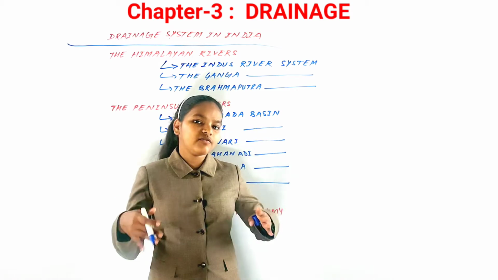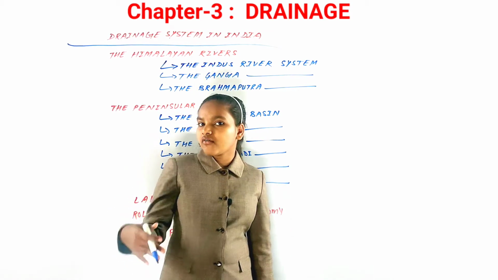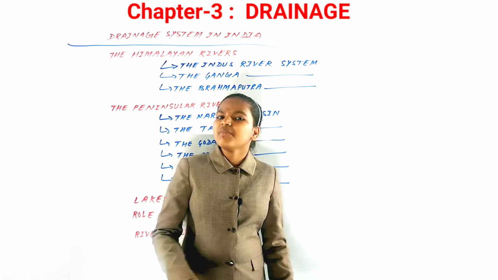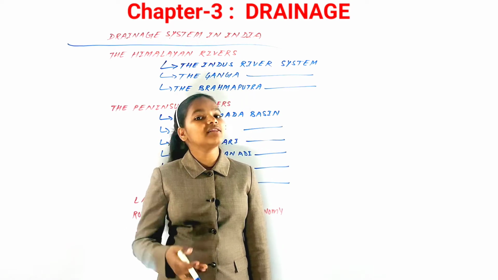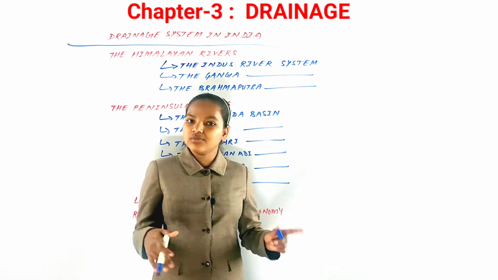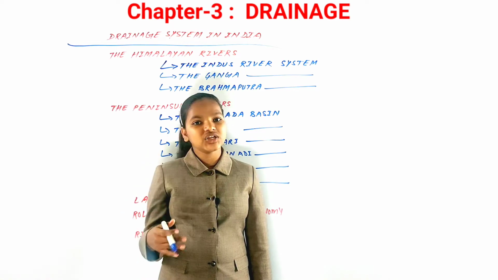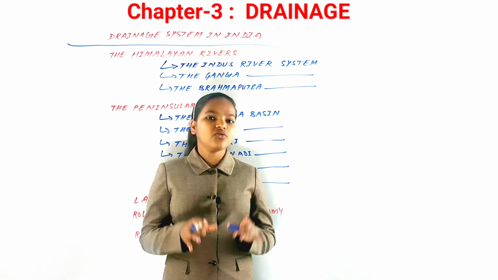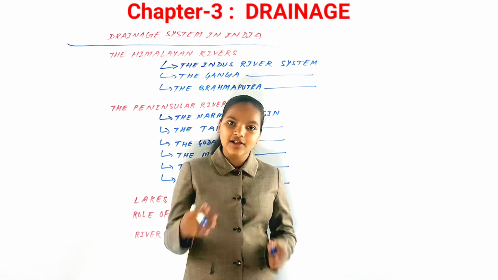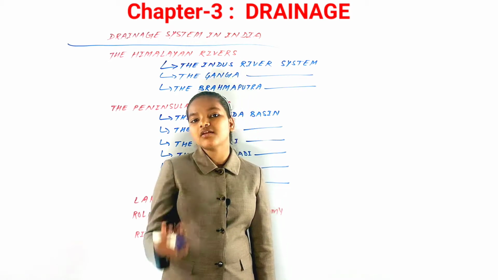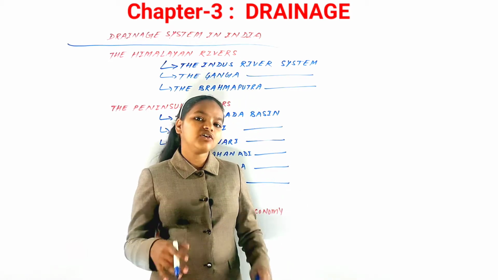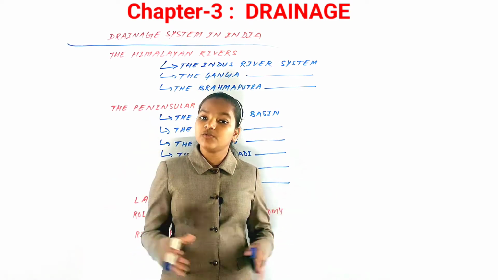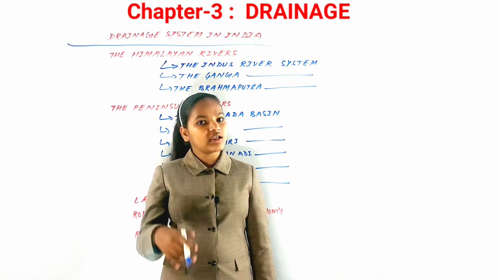Some examples of Peninsular rivers are Godavari, Kaveri, Krishna, Mahanadi, and many more. So there are many differences between the Himalayan rivers and the Peninsular rivers. Not just by their name, not just by their origin, but there are many more differences. For example, the rivers that originate from the peninsular plateau don't have that much deposition, because they don't come from a big mountain range.